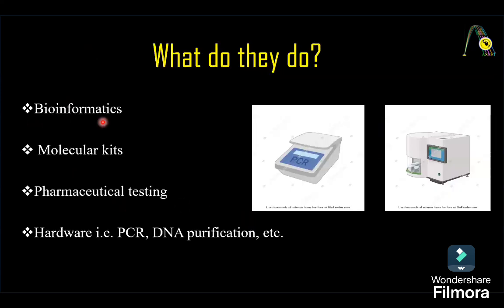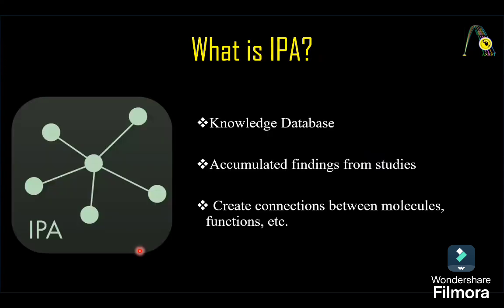So what they do is obviously bioinformatics, like the software that we're going to be using, which is IPA, is part of their bioinformatics section. They also produce molecular kits, pharmaceutical testing, and hardware such as PCR, DNA purification, etc. The list goes on. And IPA, by and large, is also a database. So it is a collection of different studies, of the empirical data that's been collected, and it's basically the accumulated findings from those studies.